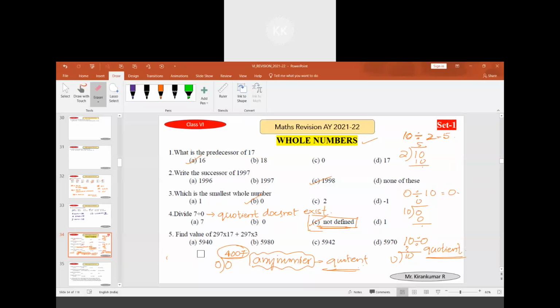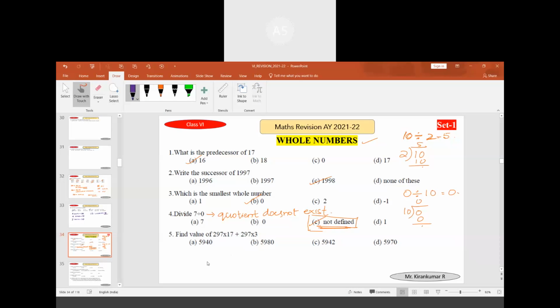Let's see the next one. It's the distributive property. First add 17 plus 3, which is 20. So 297 into 20. It will be 5940, sir. The answer is 5940. Remember, 5940.